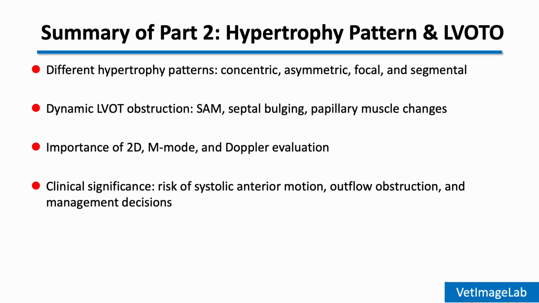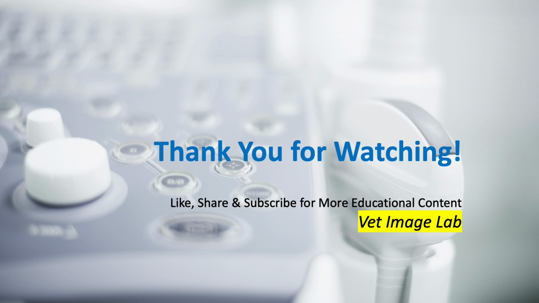Let's wrap up this lecture. Hypertrophy in cats can appear as concentric, asymmetric, or focal patterns. These patterns can lead to dynamic LVOT obstruction. We assess key features like SAM, septal bulging, and papillary muscle abnormalities using 2D, M mode, and Doppler to evaluate their hemodynamic effect. Thanks for watching Part 2.